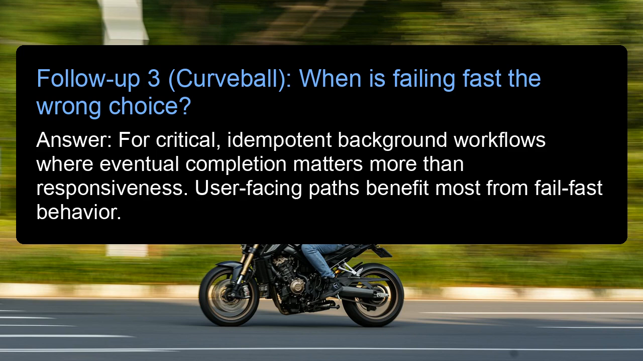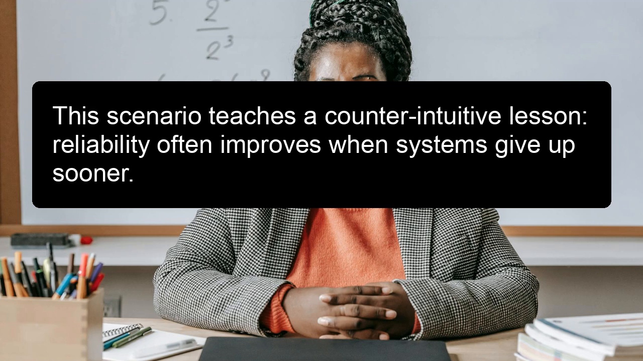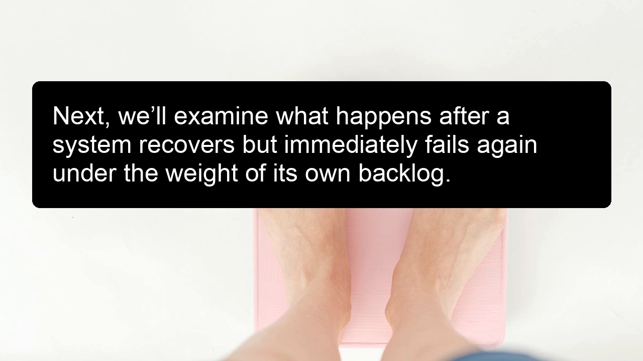Follow-up 3. Curveball. When is failing fast the wrong choice? Answer: for critical, idempotent background workflows where eventual completion matters more than responsiveness. User-facing paths benefit most from fail-fast behavior. This scenario teaches a counterintuitive lesson. Reliability often improves when systems give up sooner. Next, we'll examine what happens after a system recovers, but immediately fails again under the weight of its own backlog.